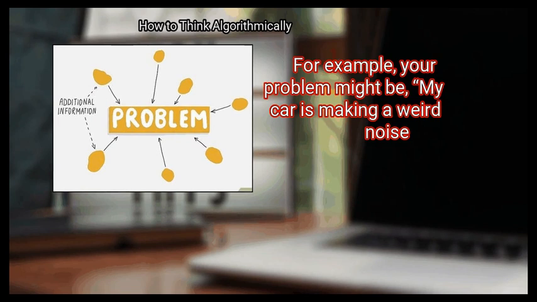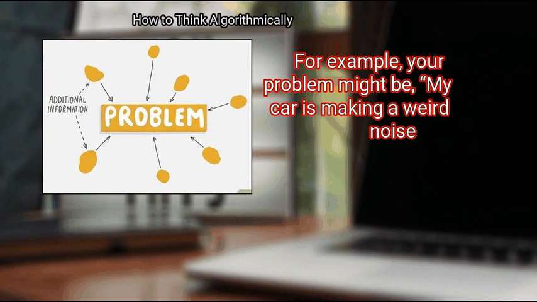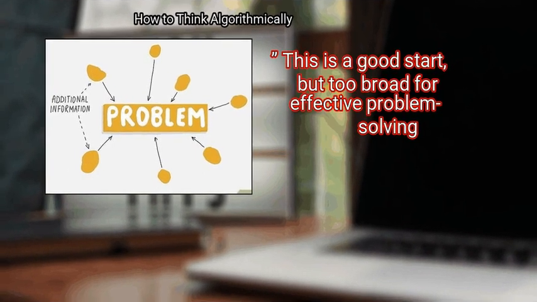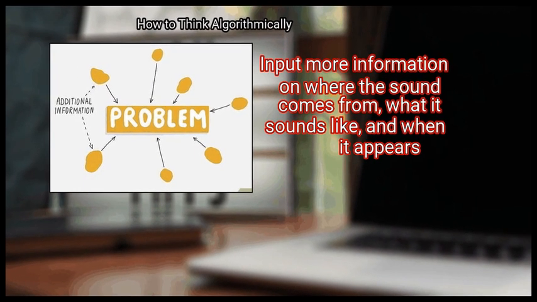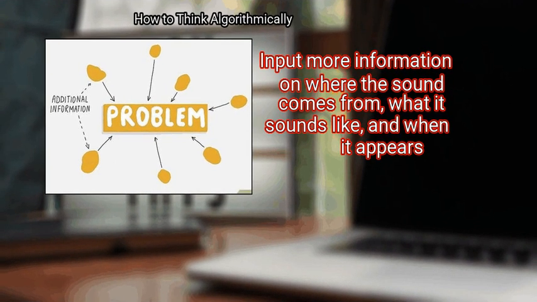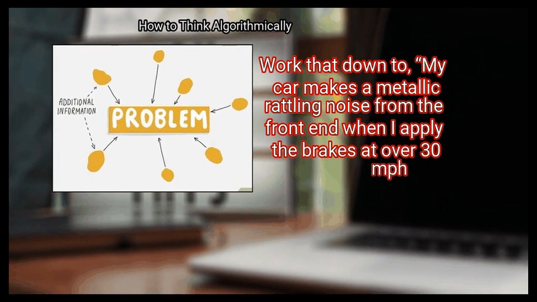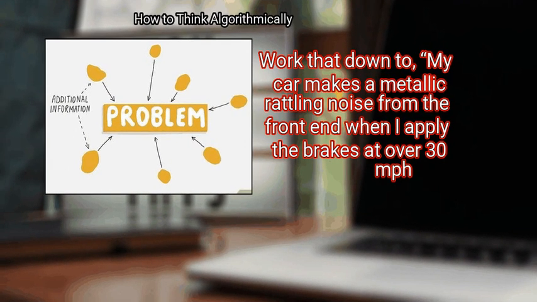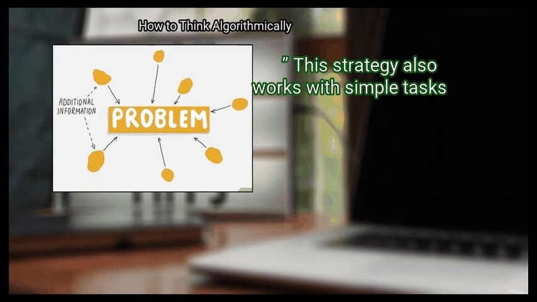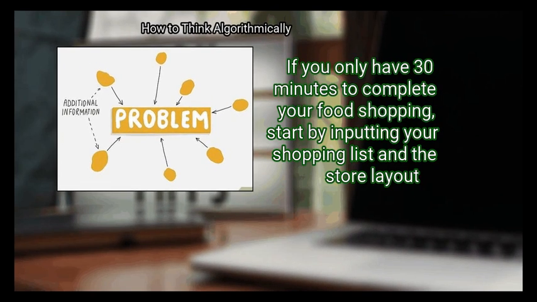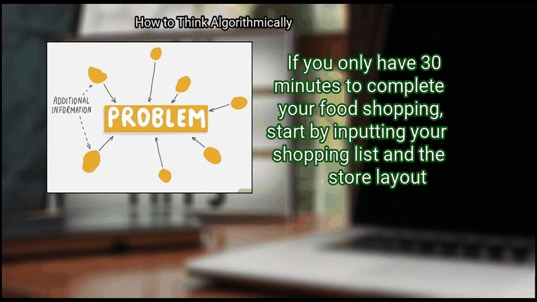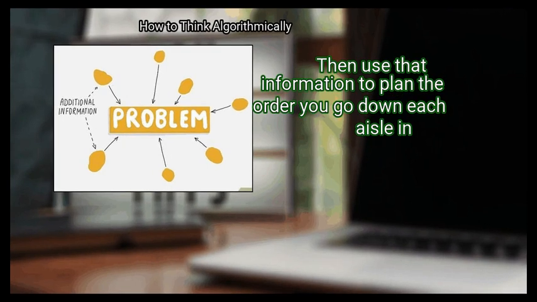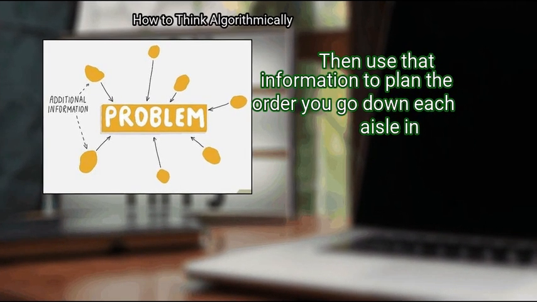For example, your problem might be, "My car is making a weird noise." This is a good start, but too broad for effective problem solving. Input more information on where the sound comes from, what it sounds like, and when it appears. Work that down to, "My car makes a metallic rattling noise from the front end when I apply the brakes at over 30 miles per hour." This strategy also works with simple tasks. If you only have 30 minutes to complete your food shopping, start by inputting your shopping list and the store layout. Then use that information to plan the order you go down each aisle in.